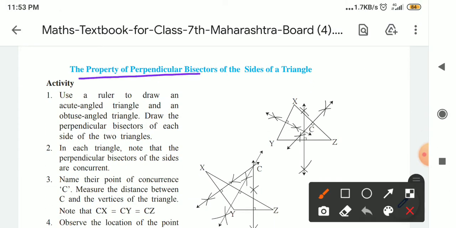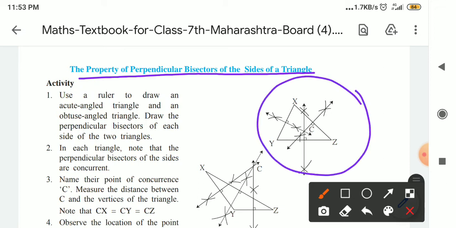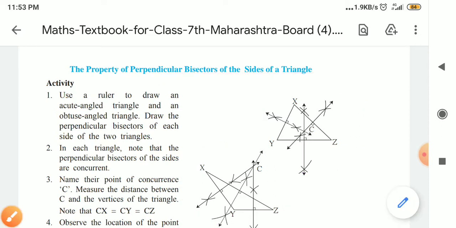the property of the perpendicular bisector of the triangle, and that we are going to see now. For this, we are going to check the property for an acute angle triangle, and second for an obtuse angle triangle. Here some steps are given that I will show.